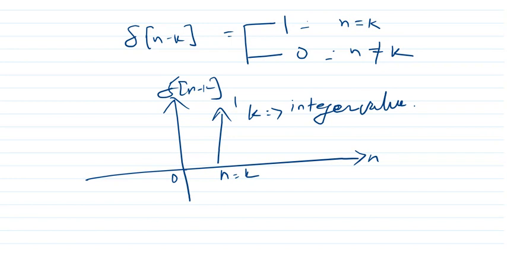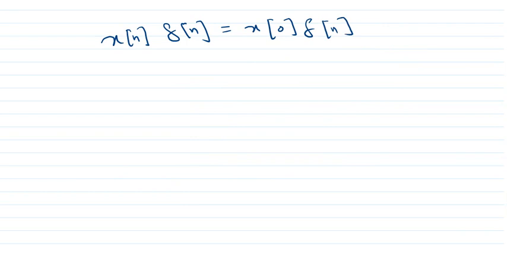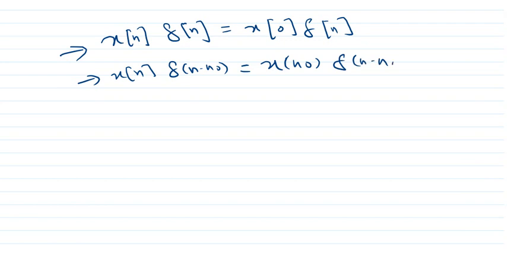What are the various properties we have for this unit impulse sequence? If we multiply any discrete time signal x[n] with this, we will get the sample at n equals 0. If we multiply it with some delayed version, then we will get the sample at that point.